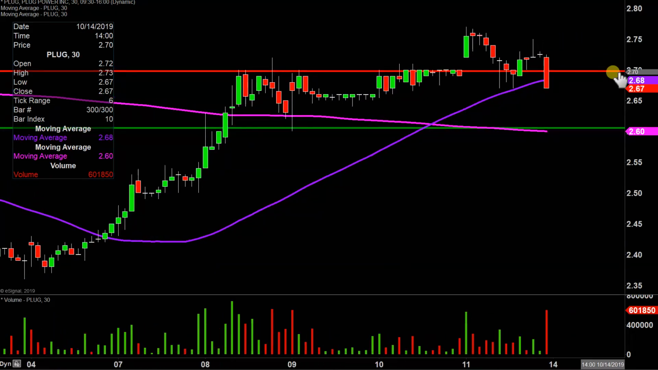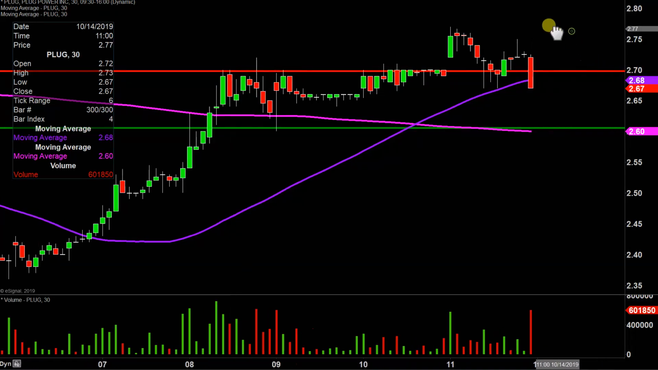But the point here being is that 270 has still got to be now considered an area of resistance. I would certainly consider it a weakened level of resistance, but weakened level of resistance or not, it's still got to be considered a level of resistance. So in the very near term, keep an eye on 270.